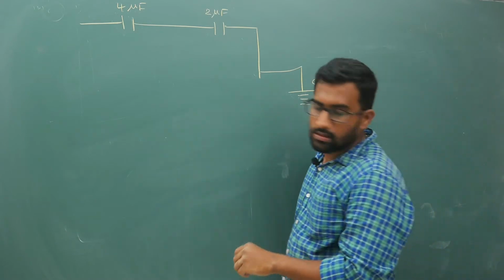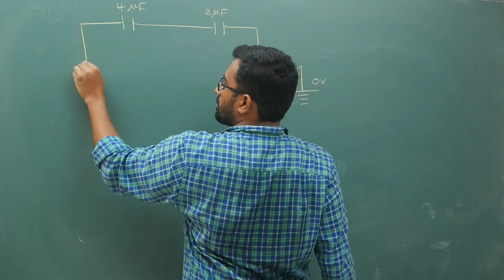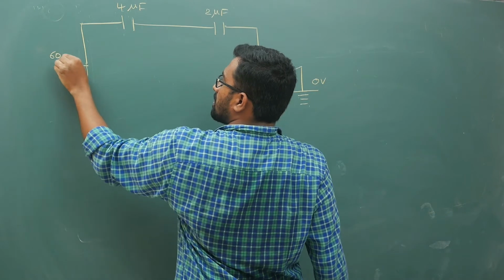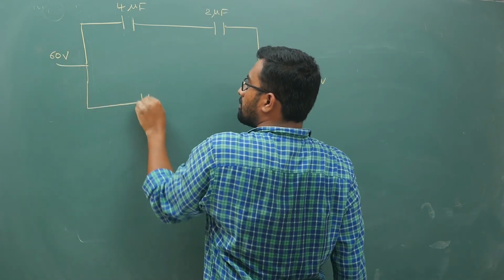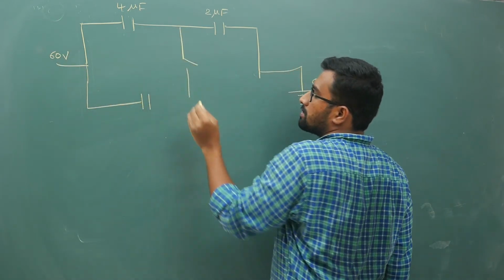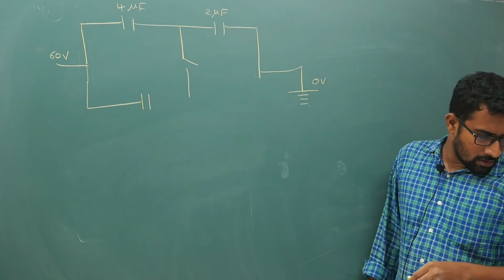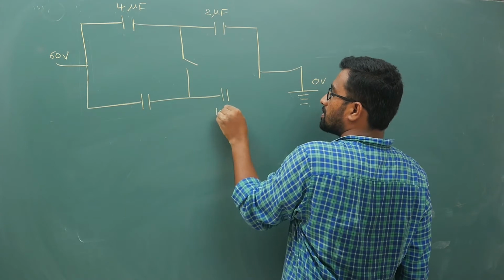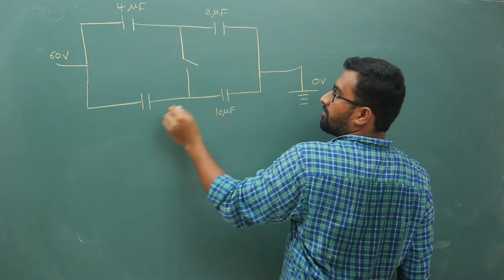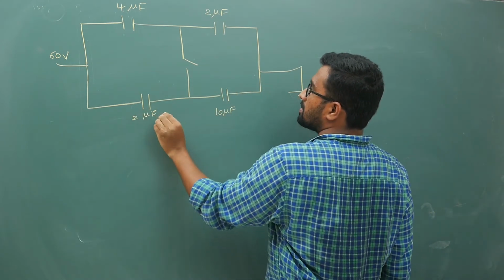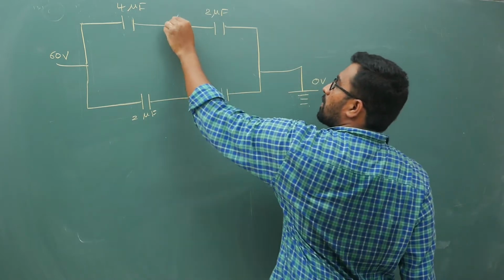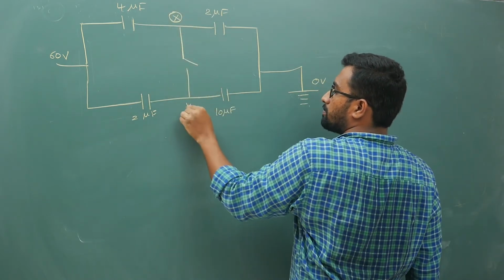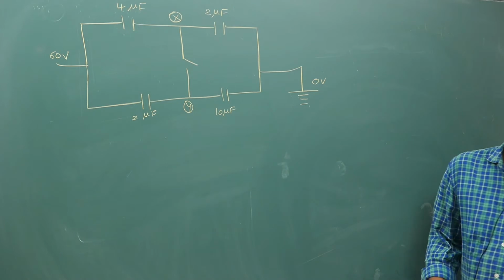And you have 60 volt connected like this, coming from some other source. There is a switch. A 2 microfarad capacitor is there and a 10 microfarad capacitor is there. So this point is marked as X, this point is marked as Y.